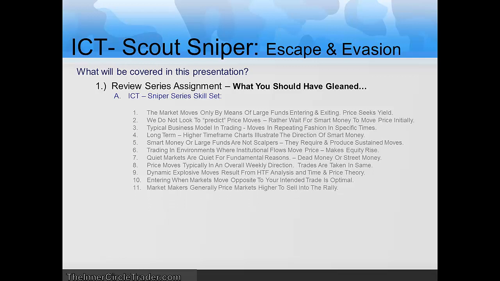Market makers generally price markets higher to sell into the rally. We understand that that's the market maker sell model. By having that template in mind, we can understand that when price rallies, okay, and goes into a resistance level, the price model, okay, generically speaking, will generally unfold as that graphic that I shared in the series depicts. Okay, and the same thing is said for a market maker buy model. Market makers will generally price markets lower to buy into that drop.